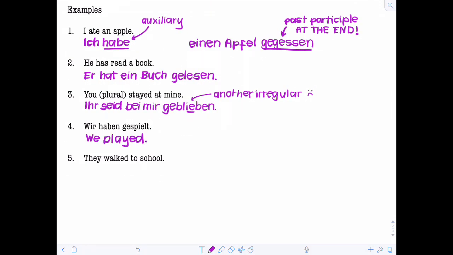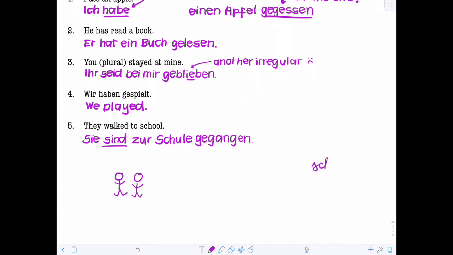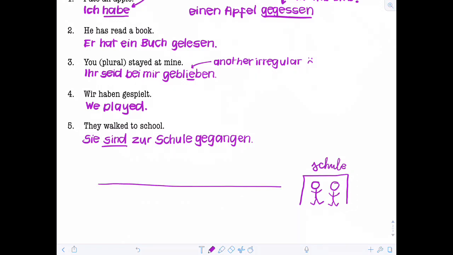Number 4. Wir haben gespielt. We played. Number 5. They walked to school. Sie sind zur Schule gegangen. So remember that because this is a verb of direction, gehen, it goes with sein. And bleiben, although it's not quite a verb of direction, you are staying in a direction in a way. So we'll zoom out if you want to take any further notes.